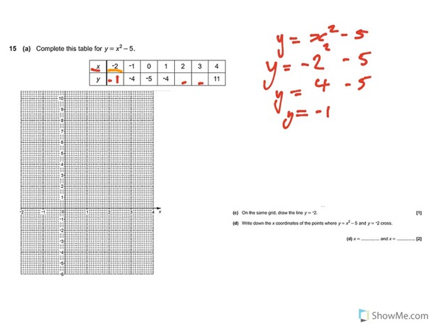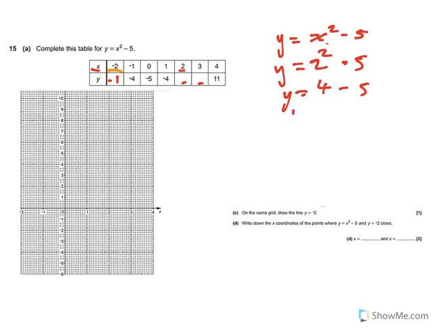We need to do the same thing again using the same equation, but this time we're just going to use it for the value x equals 2. So we do y equals 2 squared minus 5. 2 squared is 4, minus 5 again, y equals minus 1.